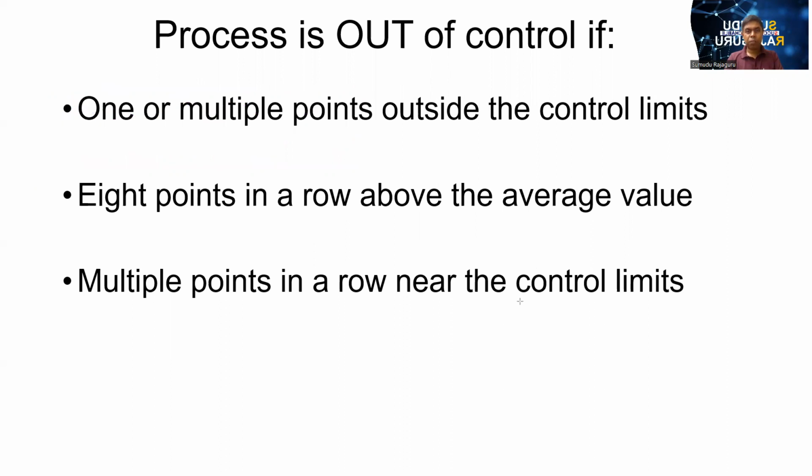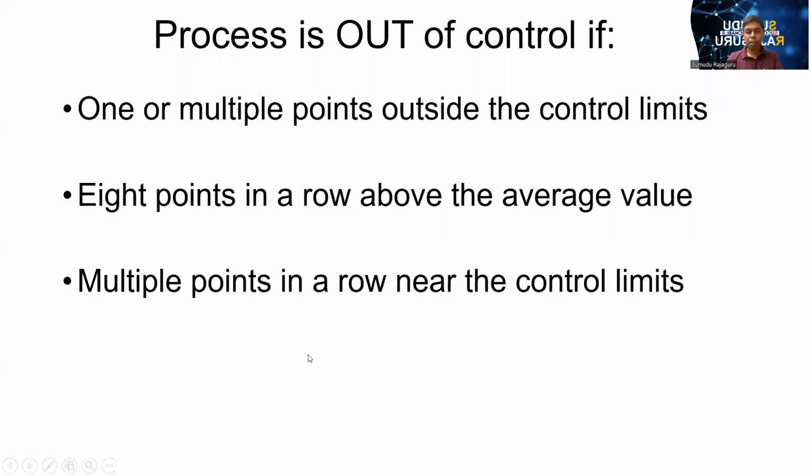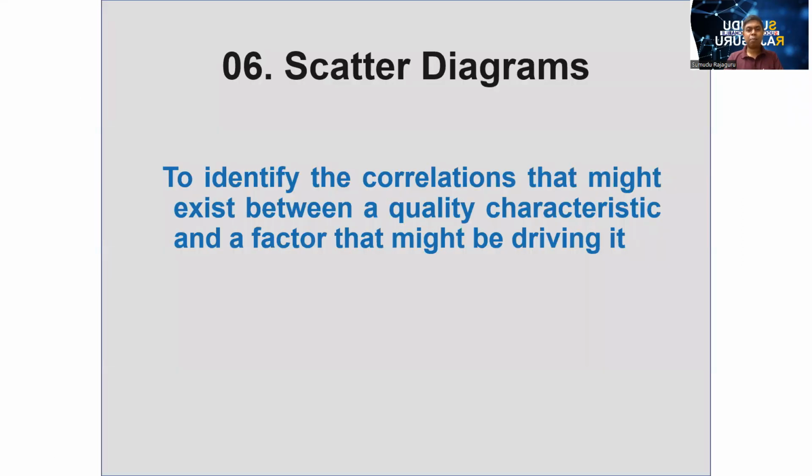Now, I think you may have some idea about the control charts also. So now I am moving to the next one. Scatter diagram. So this is the definition: to identify the correlations that might exist between a quality characteristic and a factor that might be driving it.